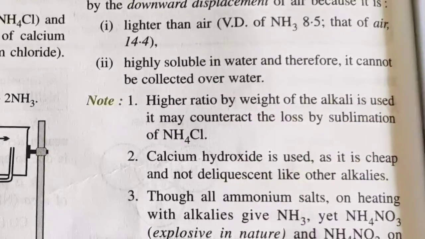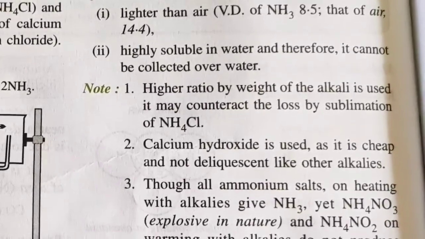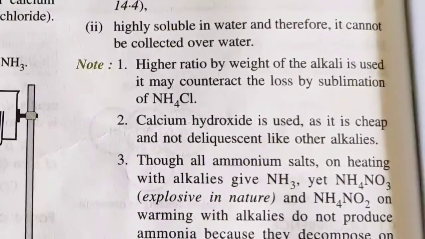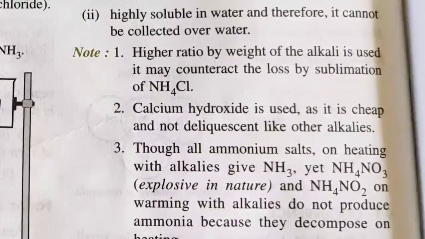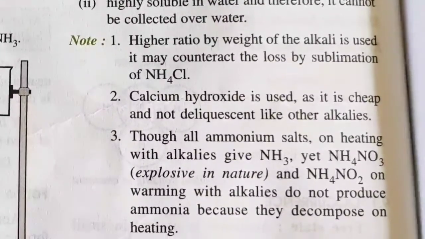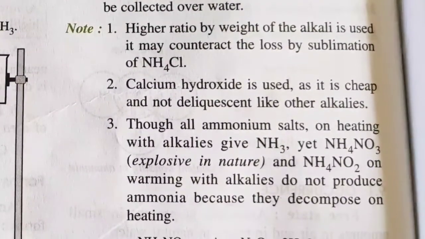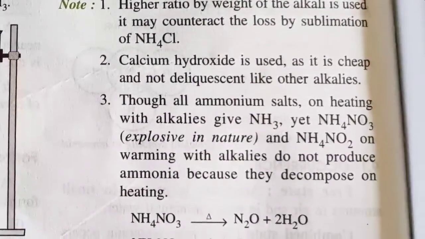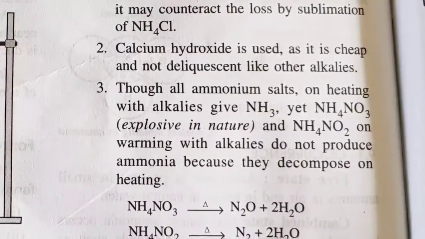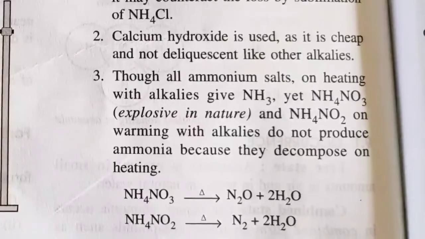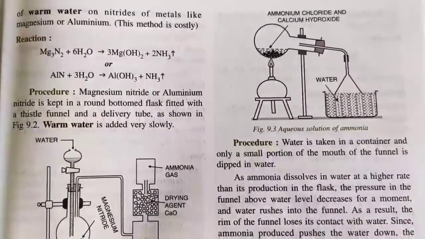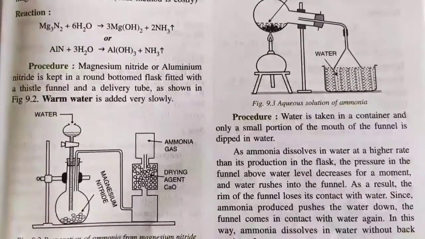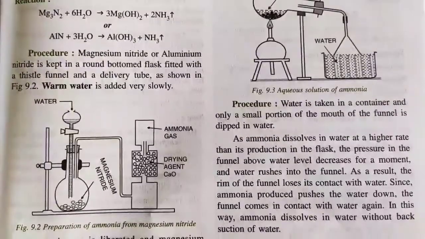During this laboratory preparation of ammonia, a higher ratio by weight of alkali is used so that it may counter the loss by the sublimation of ammonium chloride. Although an ammonium salt on heating with an alkali gives ammonia, salts like ammonium nitrite are not used to produce ammonia, because when heated, they decompose to produce nitrogen and water. Apart from this, it can also be prepared from metal nitrides like magnesium or aluminum nitride. But this method is not preferred as it is costly.